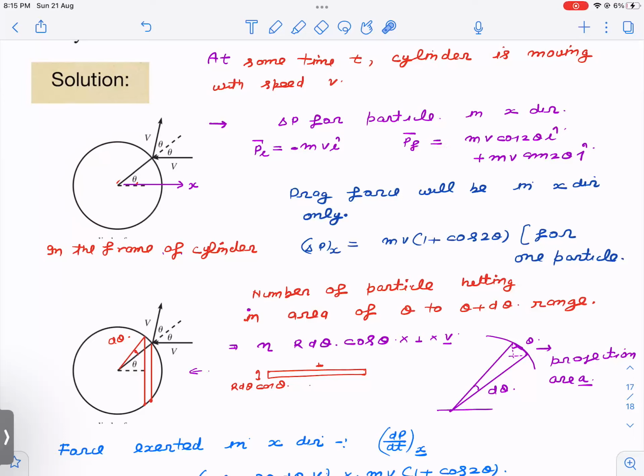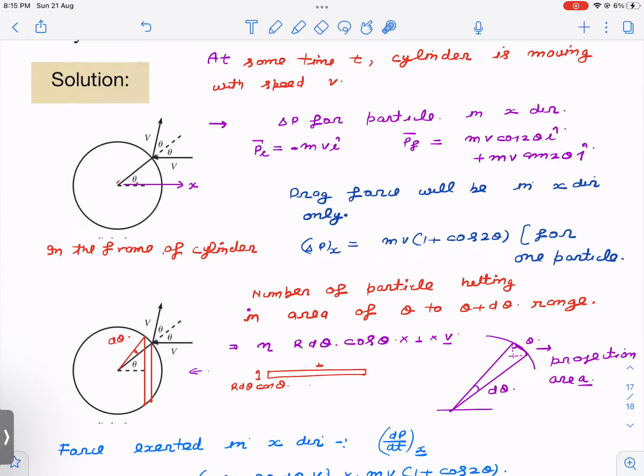So P final minus P initial, if we do, then the j component I have not written. I've written only the x component. This minus this will give you this, right? So this I'm calculating for the particle, not for the cylinder. So this is for one particle. This is the change in momentum. Since the cylinder frame is an inertial frame, this will be the change in momentum with respect to Earth also.